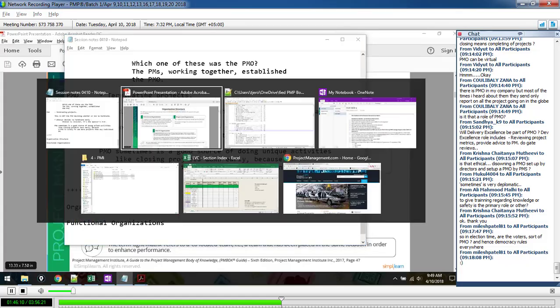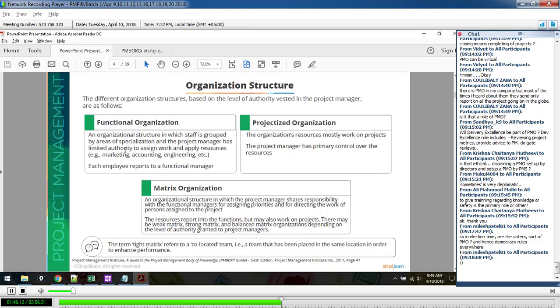The definition says, staff is grouped by areas of specialization, and the project manager's limited authority. And each employee reports to a functional manager. Functional manager is a role that we're going to be discussing. Functional organization provides specialization, okay? Provides a function.